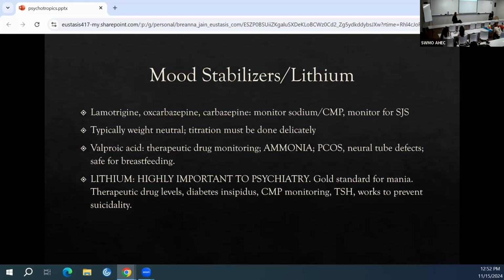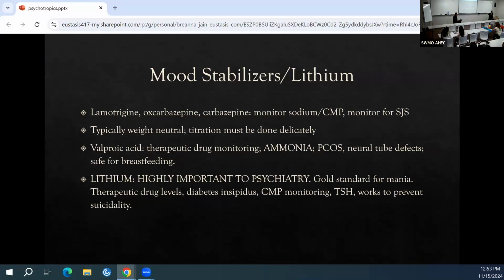So lastly, in this category, we have lithium. Lithium is very important. It's still used. It's still our gold standard for mania. They really haven't found anything better. I don't know that they will. Lithium is one of only two things that can actually help prevent suicidality and drastically improve your patient's prognosis if they're suicidal or violent, and that's lithium and clozapine. Those are the two medications that actually have neuroprotective properties. So this is still gold standard. We do therapeutic drug levels, 0.6 to 1.2 is where you want your lithium level to be.